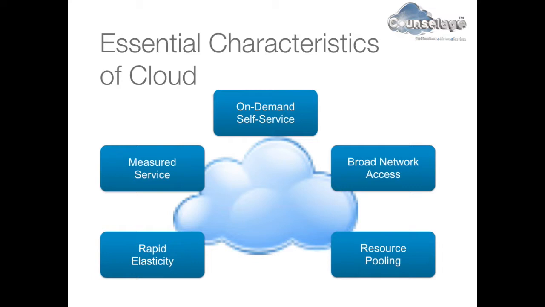When we talk about this characteristic, we can draw parallels with utilities like electricity, telephone, and water, which are metered. Cloud systems automatically control and optimize resource use by leveraging a metering capability at some level of abstraction appropriate to the type of service. So, resource usage can be monitored, controlled, and reported, providing transparency for both the providers and consumers of the utilized service.